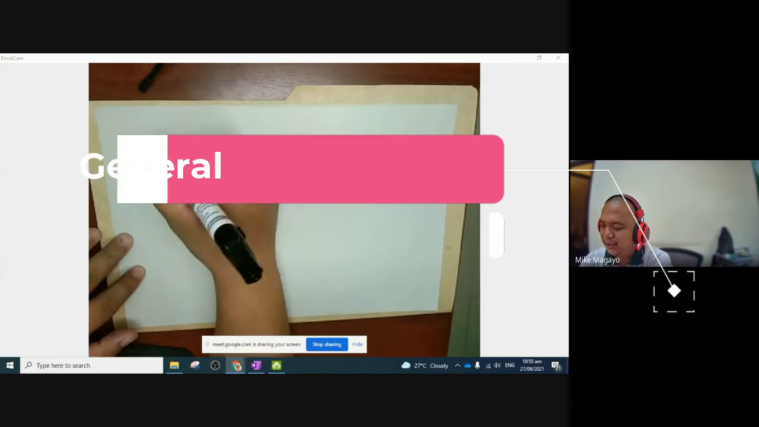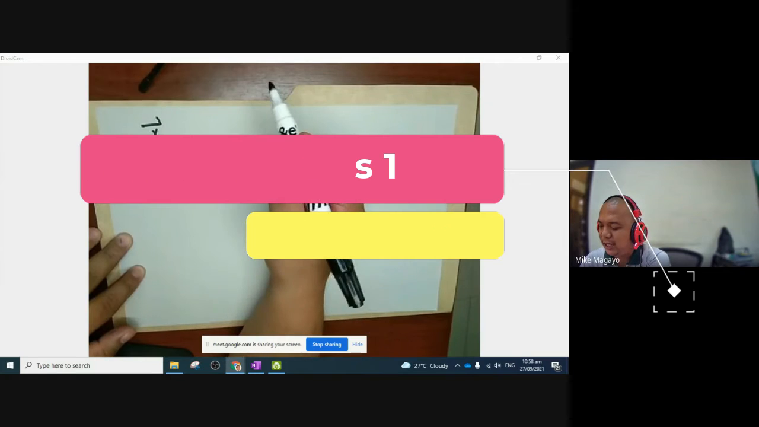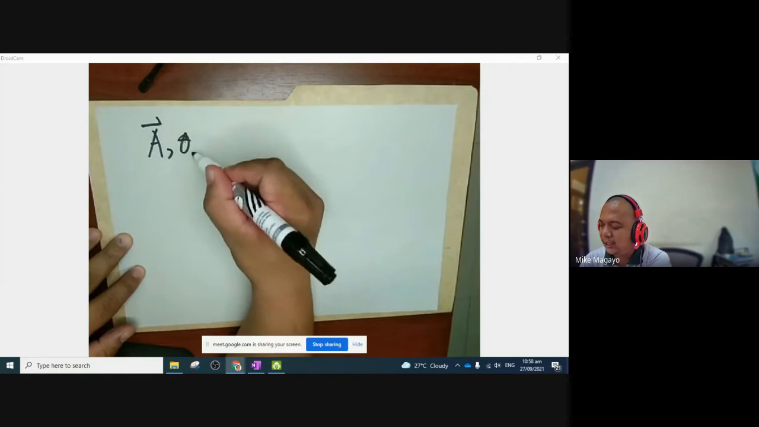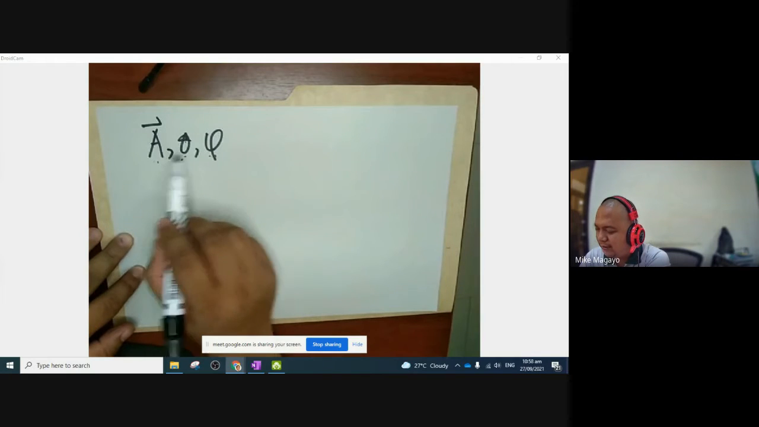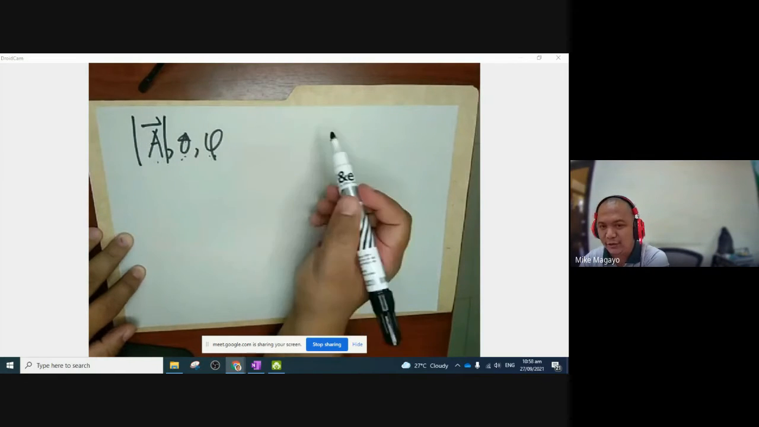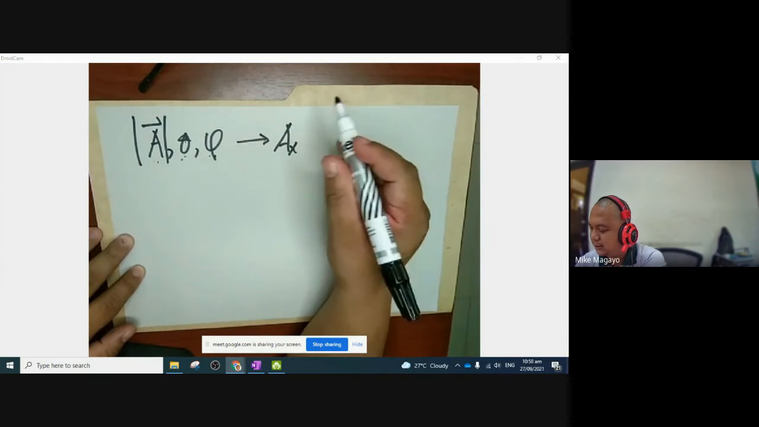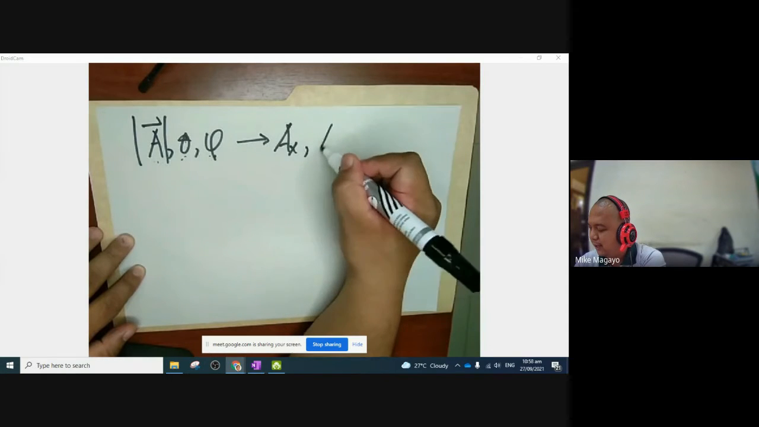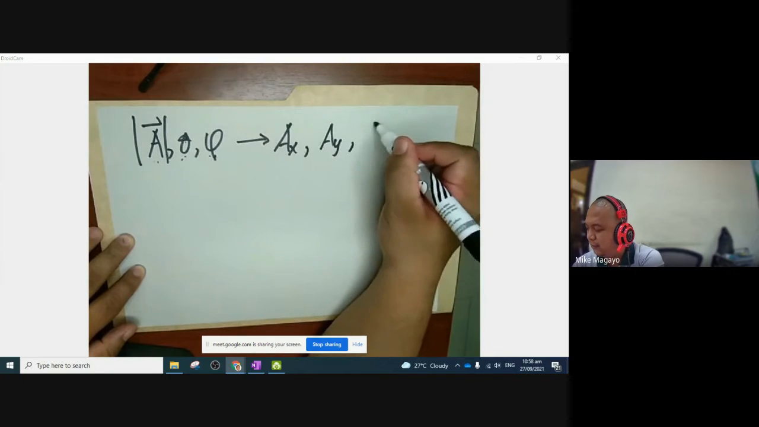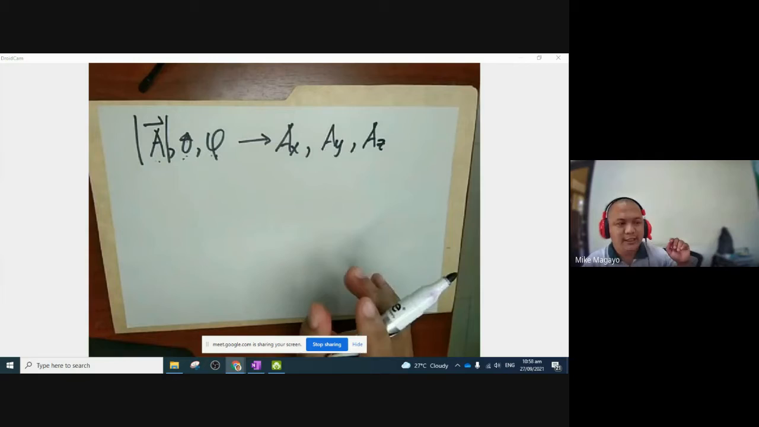Earlier, given the vector, let's say A, and given theta and phi, as you can see, these are three numbers. Given that, you could determine, you could solve for AX, you also have AY, and you have your AZ. Kanina atong example is DX, DY, DZ.